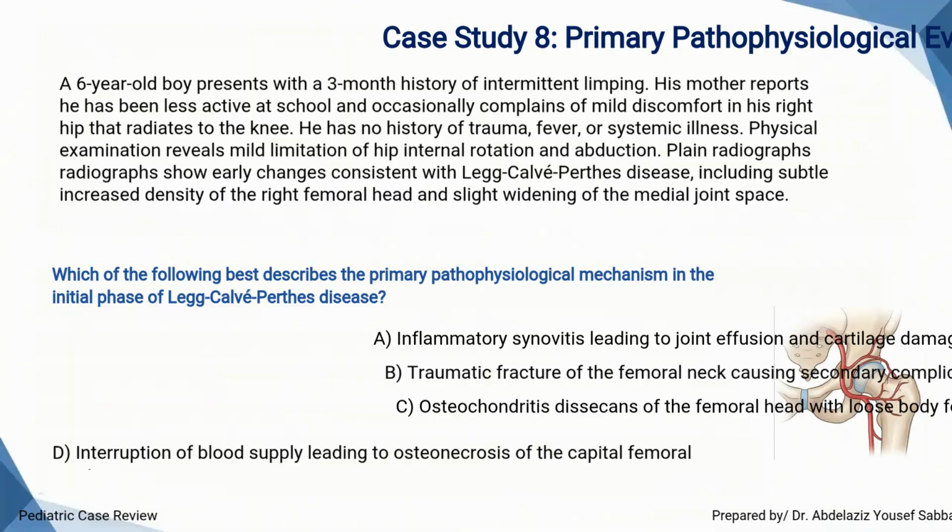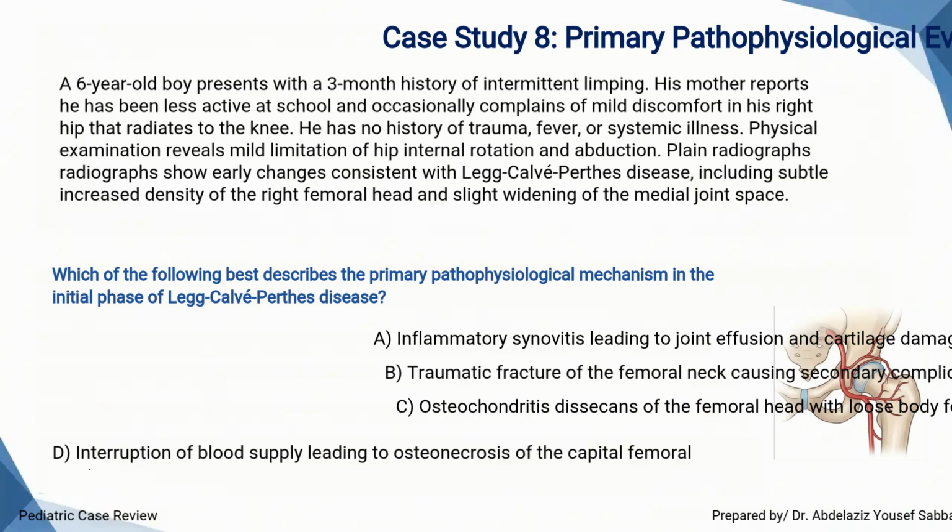Case Study 8. Primary pathophysiological event. A 6-year-old boy presents with a 3-month history of intermittent limping. His mother reports he has been less active at school and occasionally complains of mild discomfort in his right hip that radiates to the knee. He has no history of trauma, fever, or systemic illness. Physical examination reveals mild limitation of hip internal rotation and abduction. Plain radiographs show early changes consistent with Legg-Calvé-Perthes disease, including subtle increased density of the right femoral head and slight widening of the medial joint space.